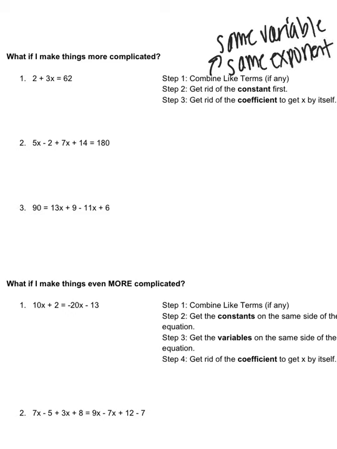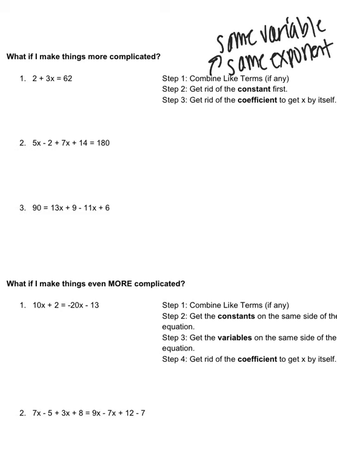and the same exponent. So 2 plus 3x, those are not like terms because 2 does not have a variable, but 3x does. So step 1 does not apply to number 1 here. But if it did, that's the very first thing we want to do is to combine any like terms.